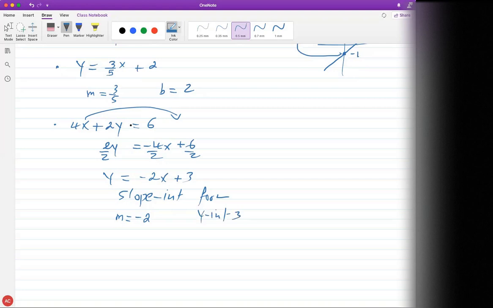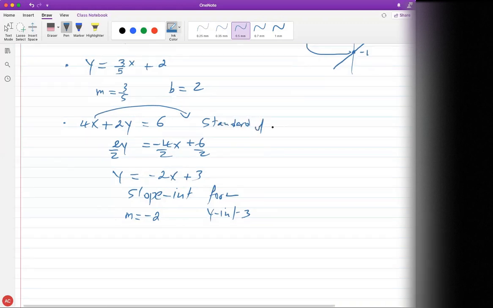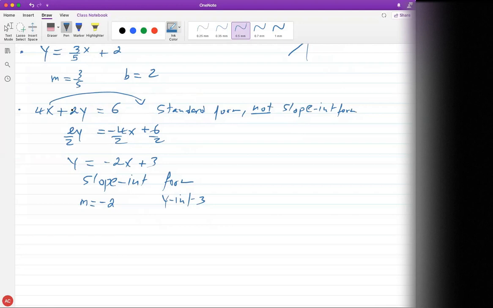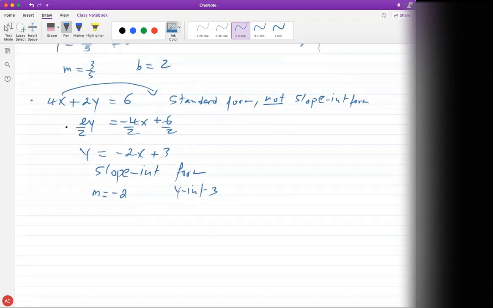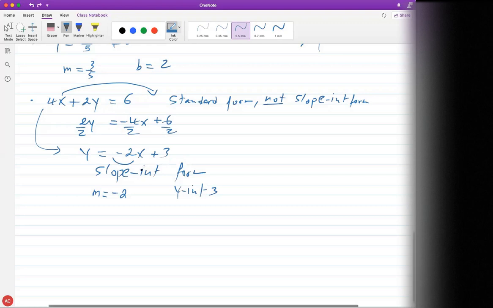We couldn't tell from here because this is what we call standard form, not the slope-intercept form. So we cannot tell the slope from here until we change this into that. Once we do, then we can read our slope and our y-intercept.